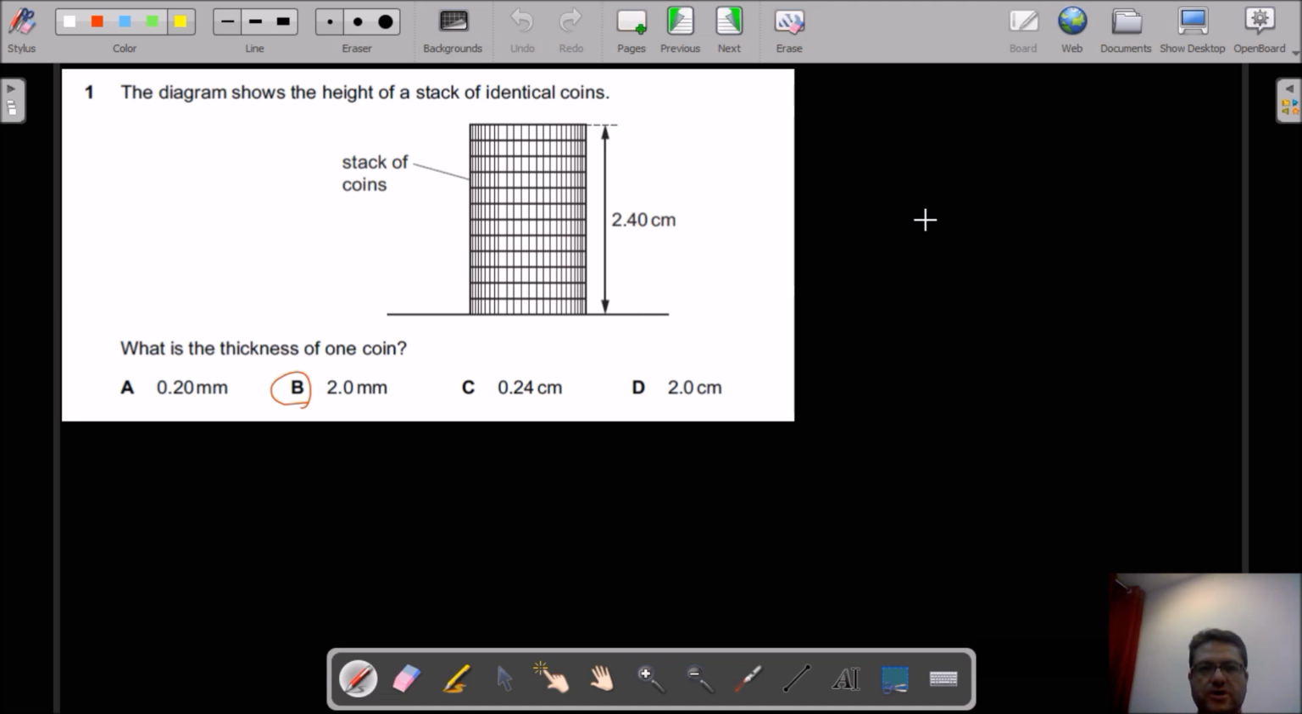Okay, first of all, you should count how many coins are there. So 1, 2, 3, 4, 5, 6, 7, 8, 9, 10, 11, 12. So 12 coins are there, so 2.40 centimeter divided by 12, which is equal to 0.2 centimeter. So in the 4 choices there is no 0.2 centimeter, that's why 0.2 centimeter times by 10, which is 2 millimeter, which you can see choice B is right.